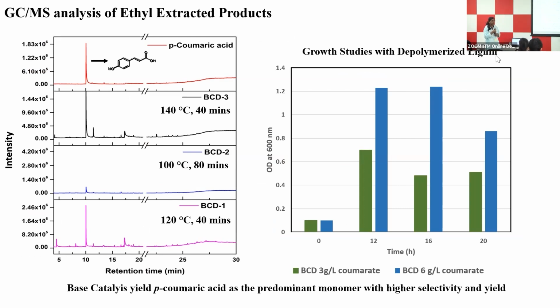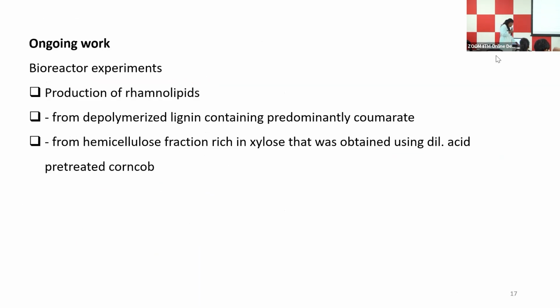So with chemical processes, it's always better, with higher yields, and we got a really nice profile with just coumarate. We took this as substrate for the production of rhamnolipids. So it's also very good, as you could see. The metabolically engineered strain was able to grow on this depolymerized lignin as substrate. And right now we are focusing on using this depolymerized lignin for our production experiments.